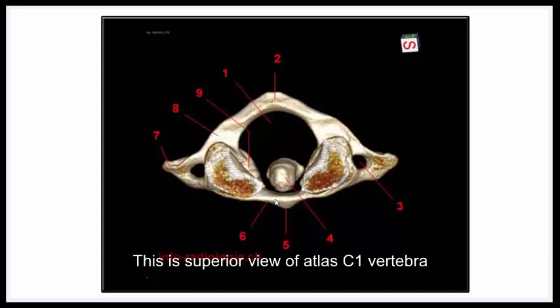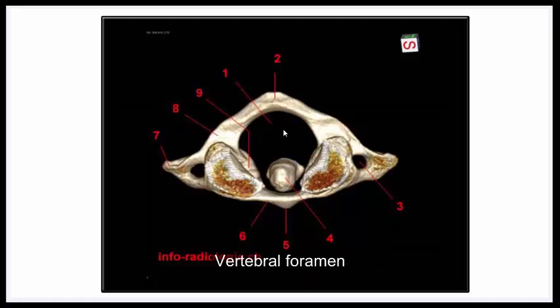This is superior view of atlas C1 vertebra. Vertebral foramen, posterior tubercle, transverse foramen, apex of odontoid process, anterior tubercle, posterior arch, transverse process, canal of vertebral artery, articular pillar to occipital joint, occipital condyle.